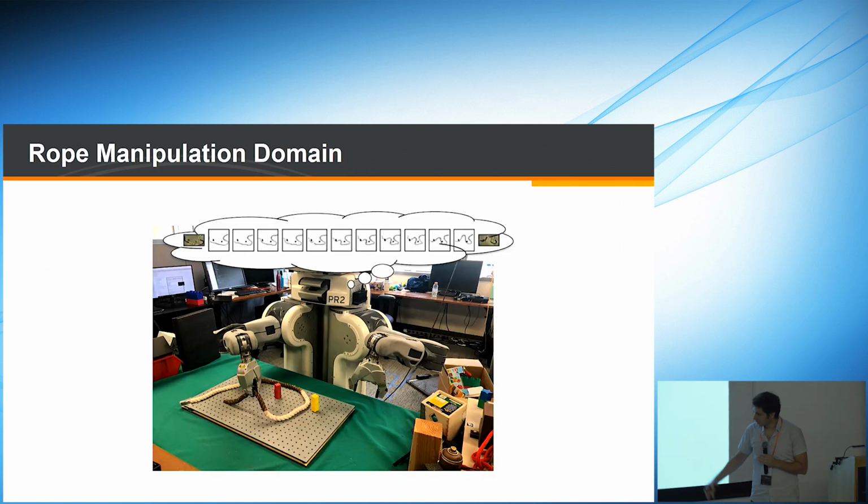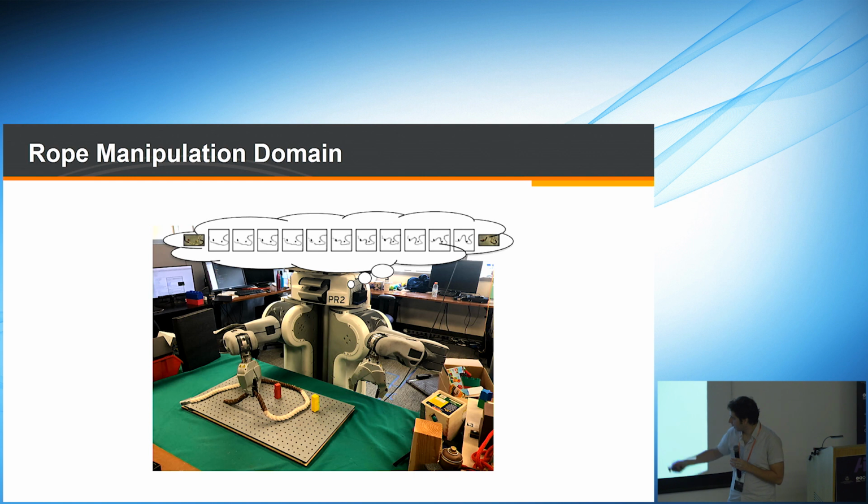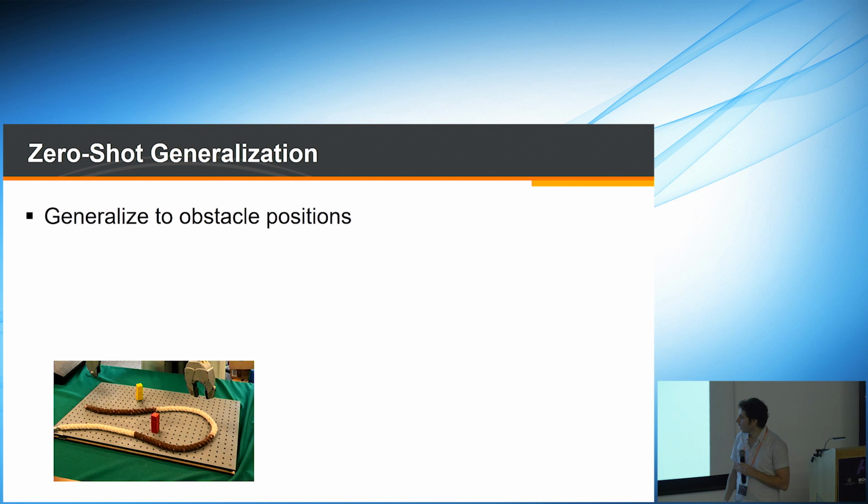Next, this is the real deal. We wanted to show that this can work on a real robot. So we revisited the rope manipulation problem that I showed you in the beginning. And we actually made it a little bit more challenging. We added obstacles, these yellow and red obstacles that we can move on this breadboard. And now we want the robot to imagine and carry out a plan for manipulating the rope in this domain.